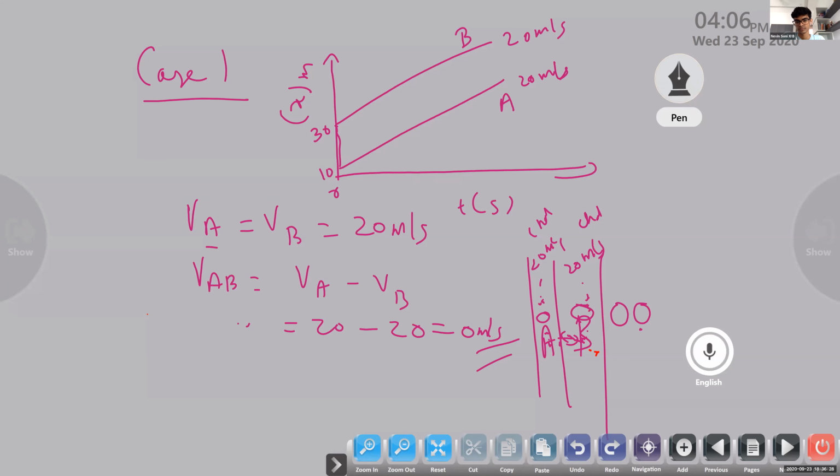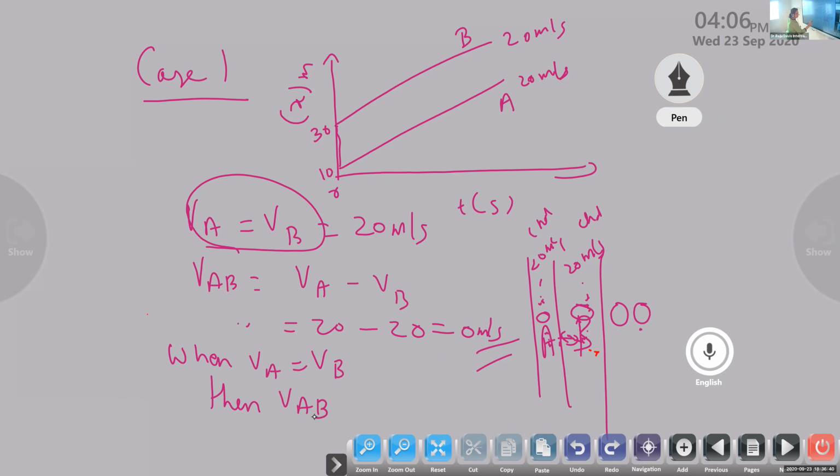Case 1 is when VA is equal to VB, then VAB and VBA both will be 0. So that is the first case. But there's a condition. What is the condition? They should travel in the same direction. Opposite direction is not the same direction. Opposite direction becomes minus, then the answer will change.